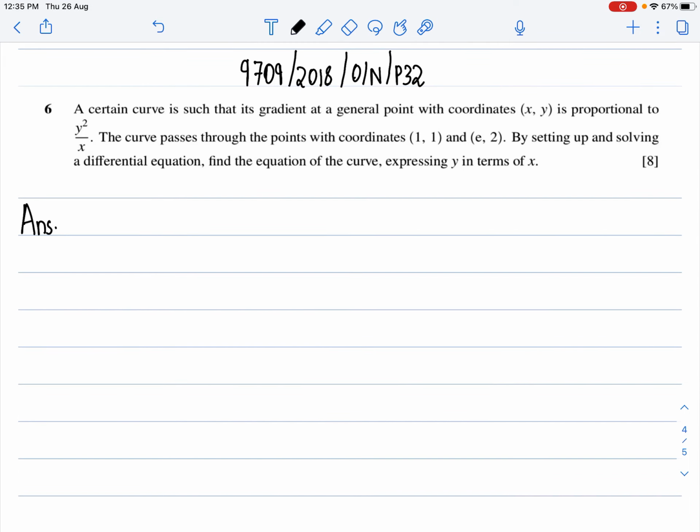Here we'll learn another concept, so please pay attention. This is from 9709 2018 October November paper 32. In this question, a certain curve is such that the gradient at a general point with coordinates x comma y is proportional to y square over x. The curve passes through the points (1, 1) and (e, 2). By setting up and solving a differential equation, find the equation of the curve expressing y in terms of x.